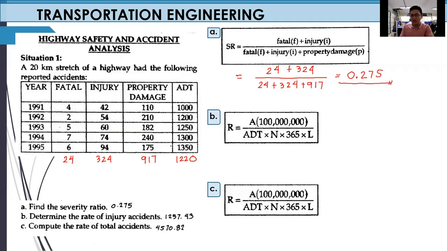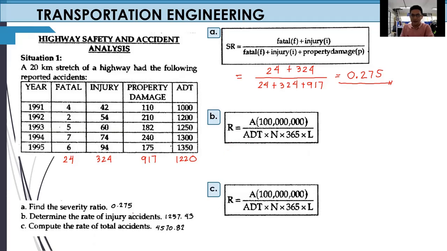Okay ba? So about this one, for letter B, hinahanap natin yung rate of injury accident. So, tandaan nyo kanina, we have two formulas, di ba? Yung multiplied by 1 million, and then yung isa multiplied by 100 million. So for this one, 100 million na gagamitin natin kasi given si L. So pag hindi given si L, yung isang formula na gagamitin natin. Yung L or yung ating length ng ating road na merong data.